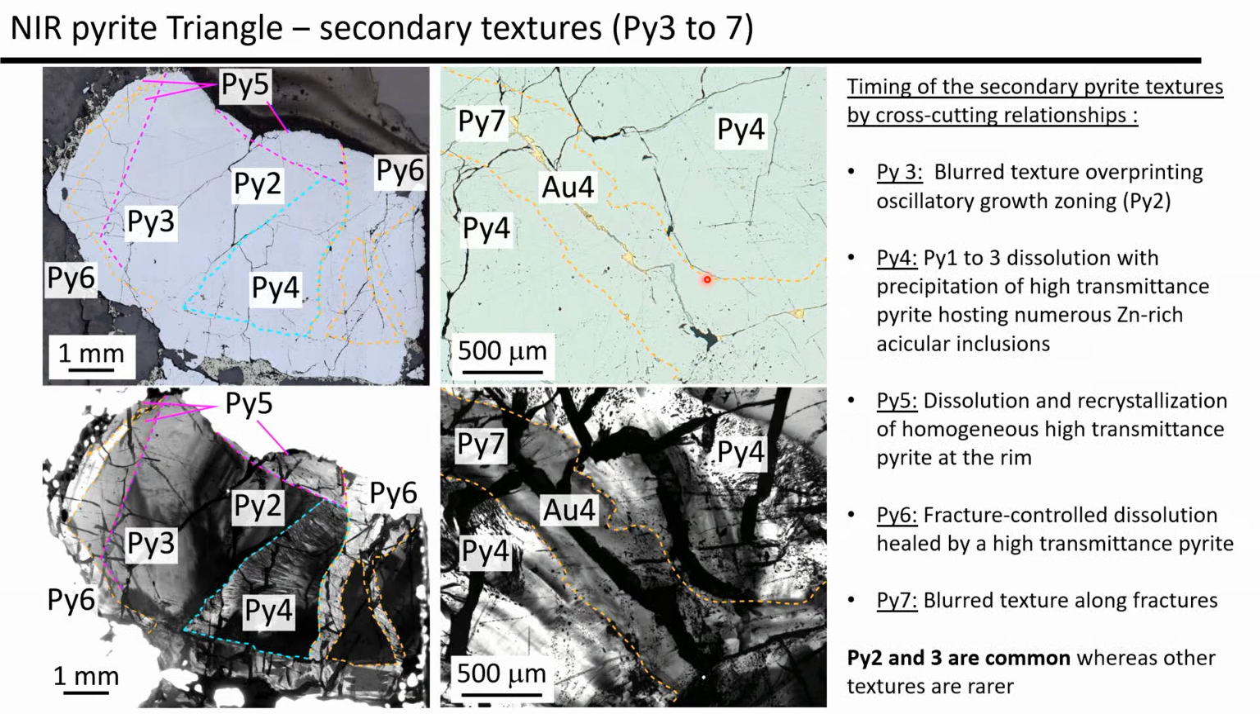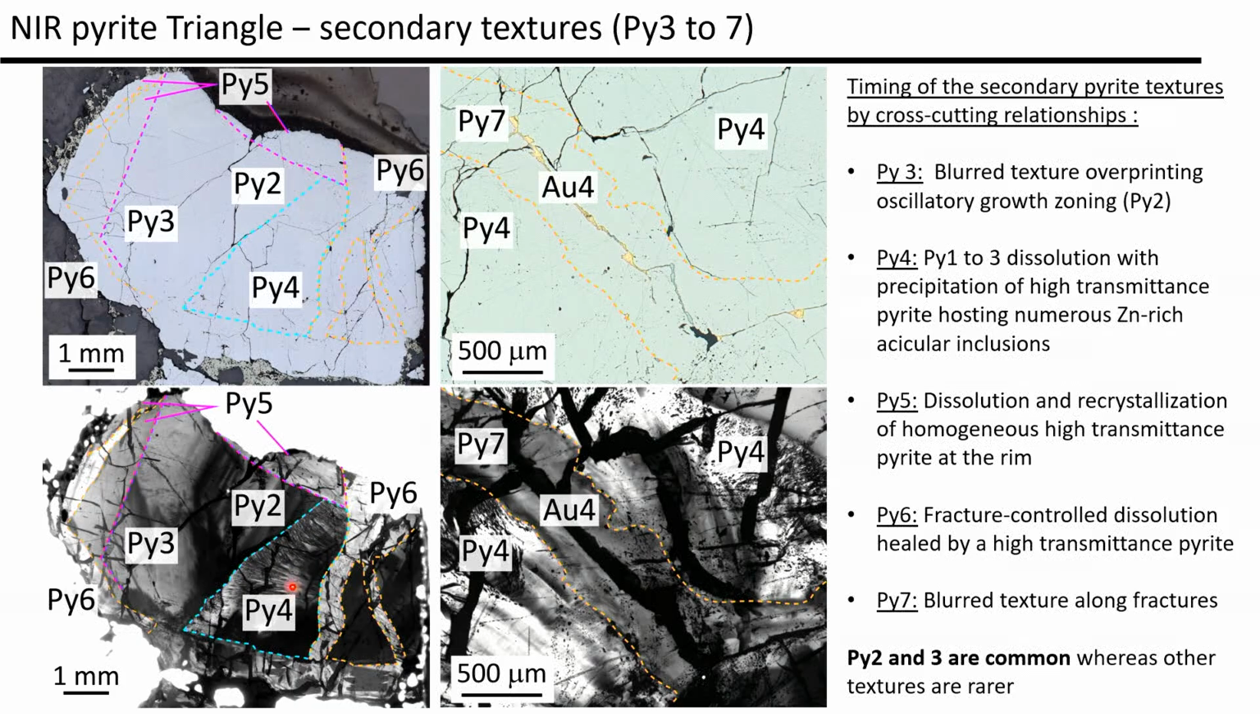Then, only in the shear veins of Triangle, we've seen diverse secondary textures, mostly dissolution-reprecipitation, such as this Pyrite 4, followed by this Pyrite 5, 6, and even this 7, which is this remobilization of the pyrite textures around cracks that contain gold.